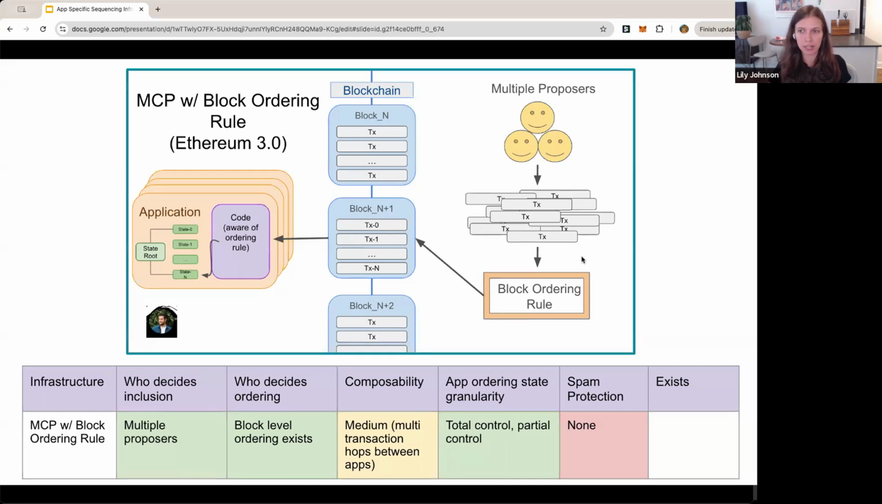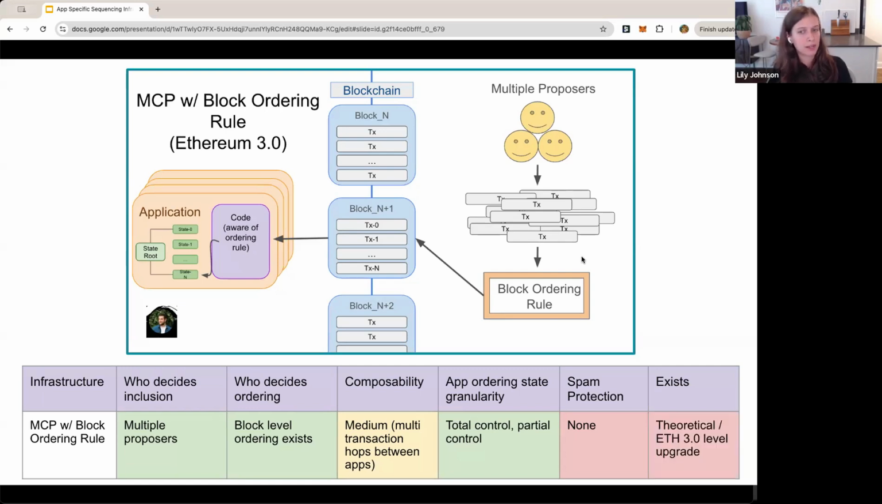In terms of spam protection, we actually lose spam protection on Ethereum through this process because proposers can no longer filter the failing searcher bids in this setup, which would lead to lower blockchain efficiency again. This is my largest critique of MCP. I feel like it's kind of a regression in some regards in terms of the overall usability of Ethereum.